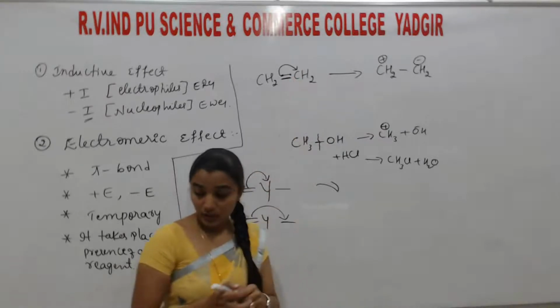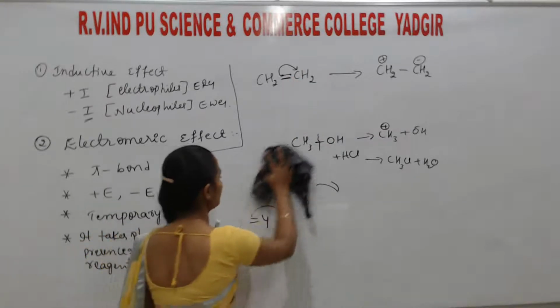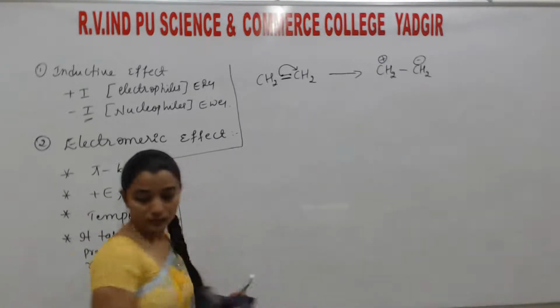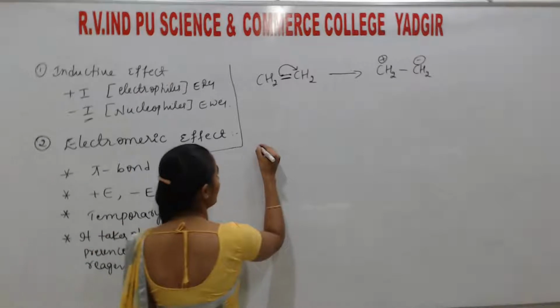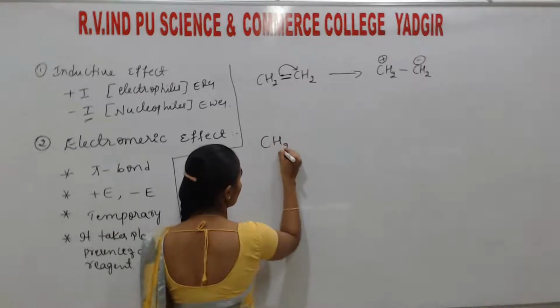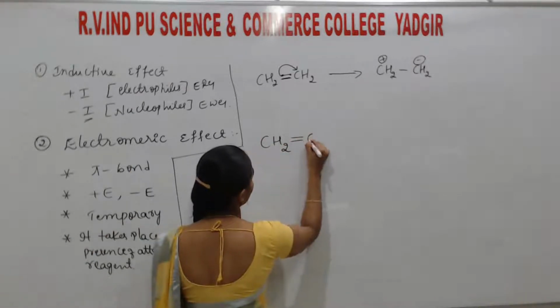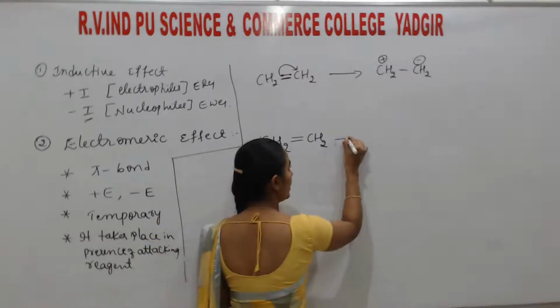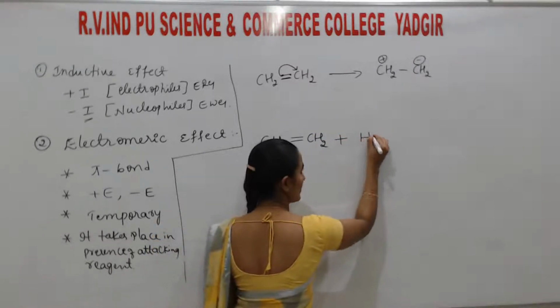Understand? So instead of that, if you add any groups there, listen, this is CH2 double bond CH2. Assume, if here any electrophile is there, or I take H plus.